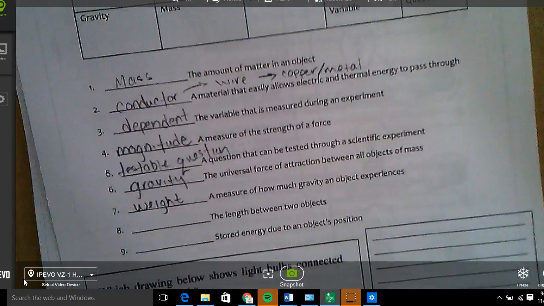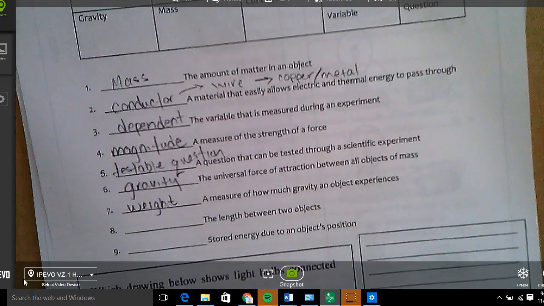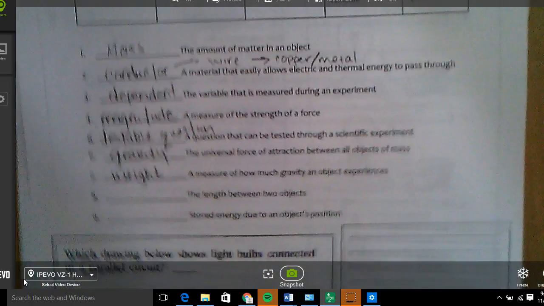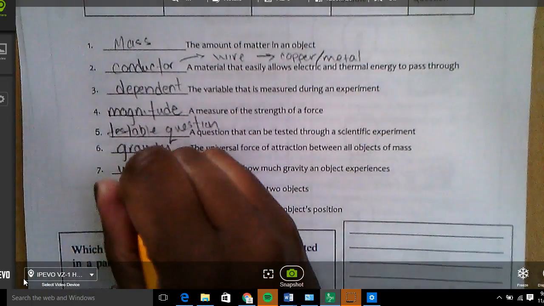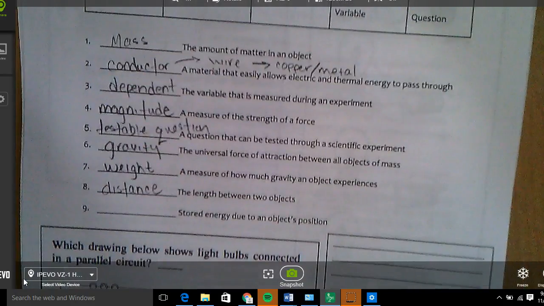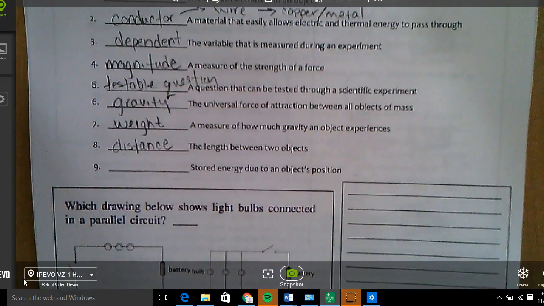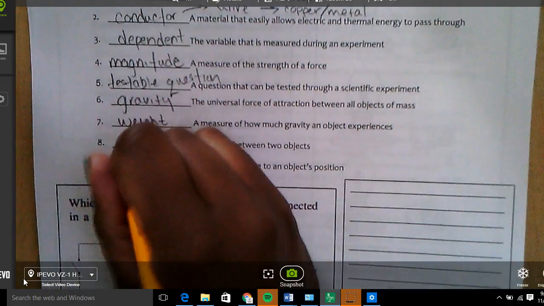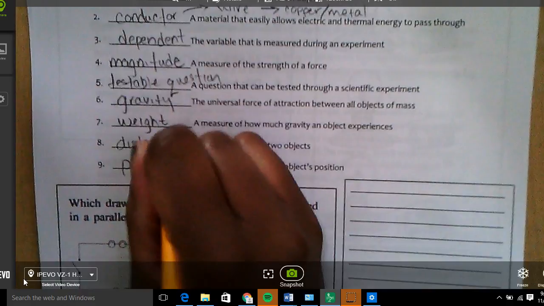8, the length between two objects. Go ahead, please, Destin. Distance is correct. I'm sorry, what was that, Destin? Oh. Stored energy due to an object's position. Go ahead, Ashira. Potential energy, very good.